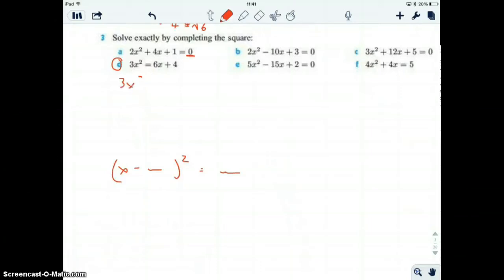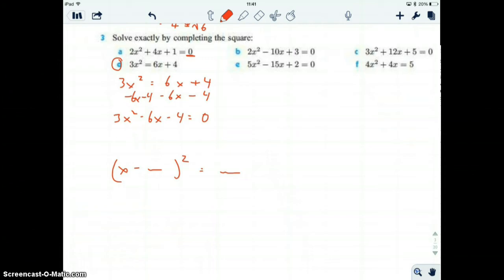So you got 3x squared equals 6x plus 4. First thing we want to do is move everything to the left side. So we subtract 6x from both sides. We subtract 4 from both sides. And then we get 3x squared minus 6x minus 4 equals 0.